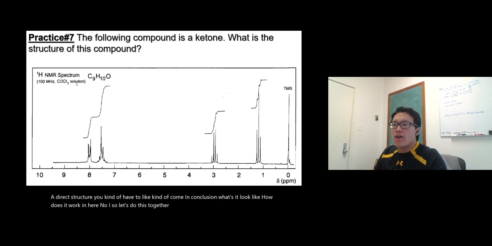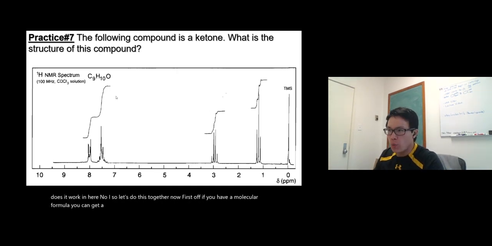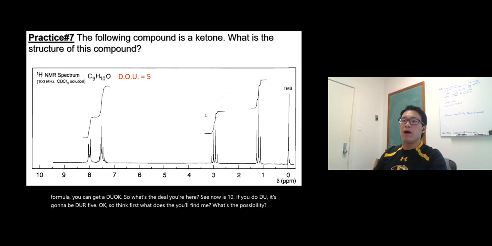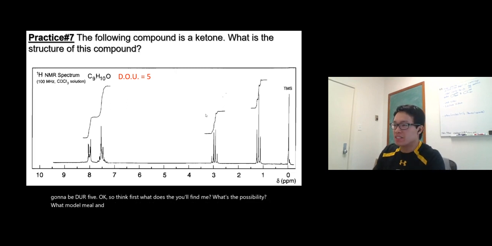All right. First off, if you have a molecular formula, you can get a DOU. Okay, so what's the DOU in here? C9H10. If you calculate the DOU, it's going to be 5. So think first. What does a DOU of 5 mean? What's the possibility? Well, multiple double bonds, triple bonds. I mean, just too many combinations. But hey, let's think about this though.